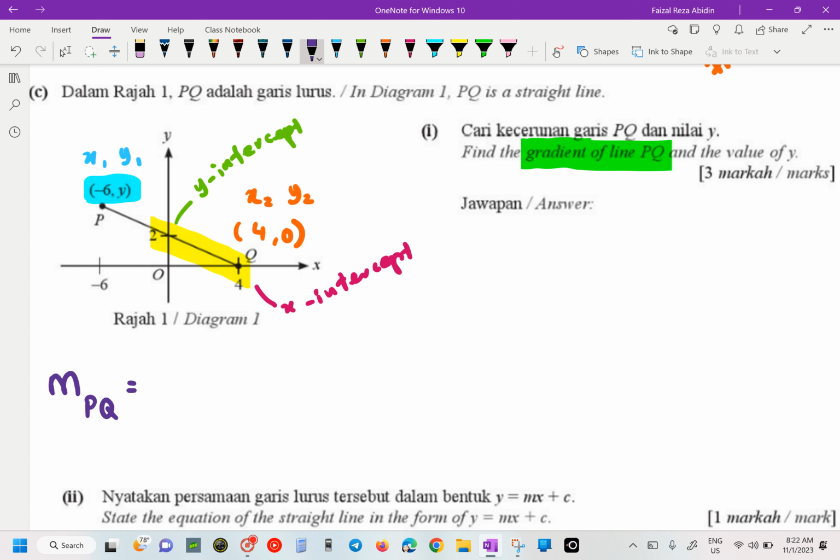You are going to use the formula negative y-intercept, 2, over x-intercept, 4. So you are going to get what? The gradient of PQ will be negative 1 over 2. That's your gradient. The formula must have the negative. If you are using y-intercept over x-intercept, it must have negative in front.